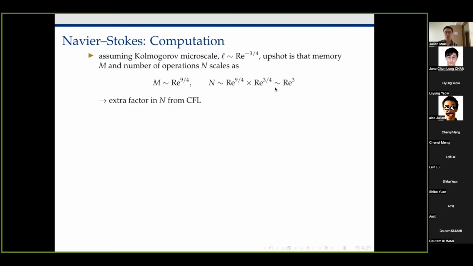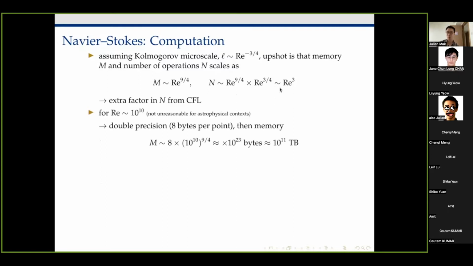I'm going to give you two worked examples. If you take a reasonable Reynolds number of 10 to the 10, which would be reasonable for geophysical and astrophysical applications, and store each point in double precision, that's 8 bytes per point, you need 10 to the 11 terabytes for one 3-dimensional variable. For reference, a standard computer like the one I'm using has a hard disk memory of 1 terabyte. So there's a 10 to the 11 difference. These are not just 1 or 2 orders of magnitude; these are tens of orders of magnitude difference.